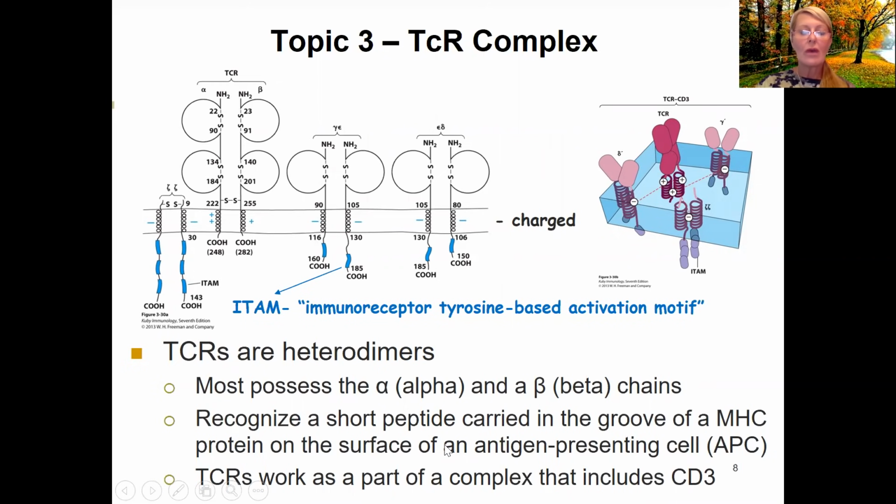Okay, so I just had mentioned these ITAMs, and these are activation motifs, but there are also things called ITIMs, and we're going to see that coming up here in a little while. And that is the inhibition motif. So it's immunoreceptor tyrosine-based inhibition motif. And these are how cells can be up and down regulated by kinases that can activate or inhibit what's going on in the cell.